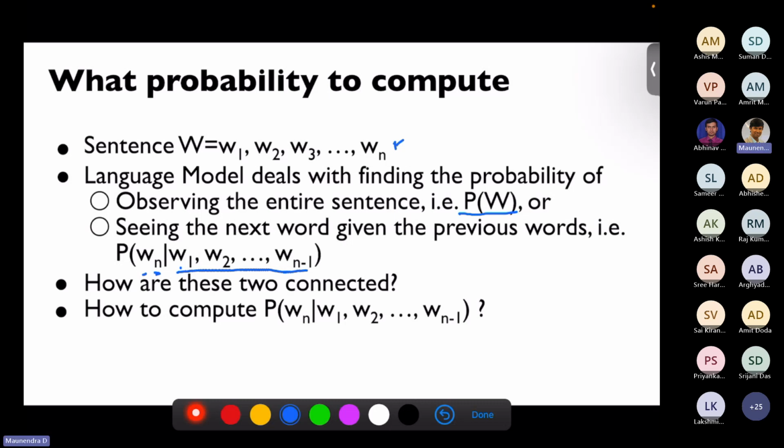Although these two objectives are different, in the first one we are observing the probability of the entire sentence, and in the next one we are trying to find the probability of the next word given all previous words, they are connected with each other. Can anyone throw some light on how we can connect these two probabilities?